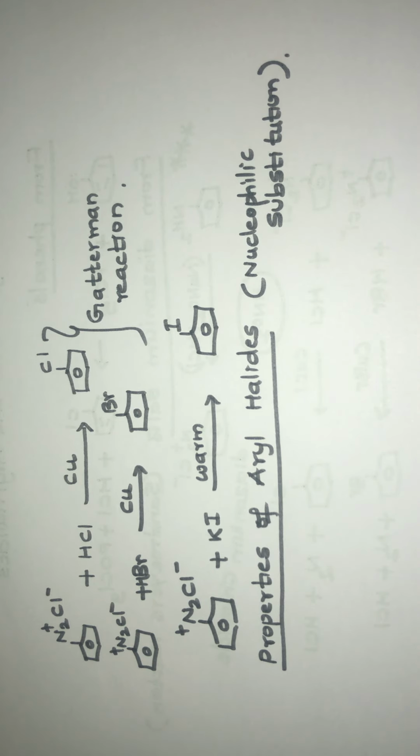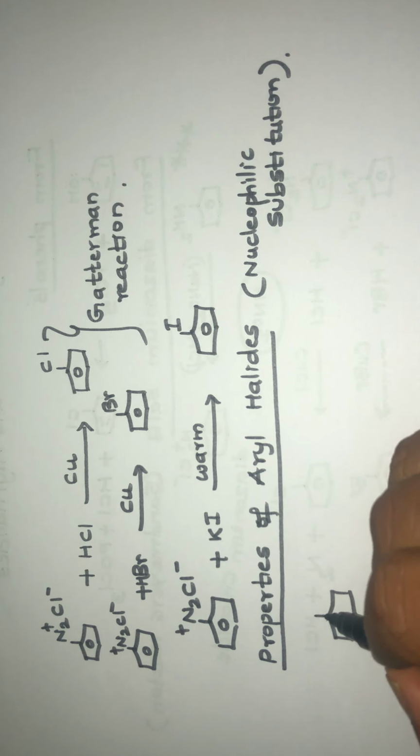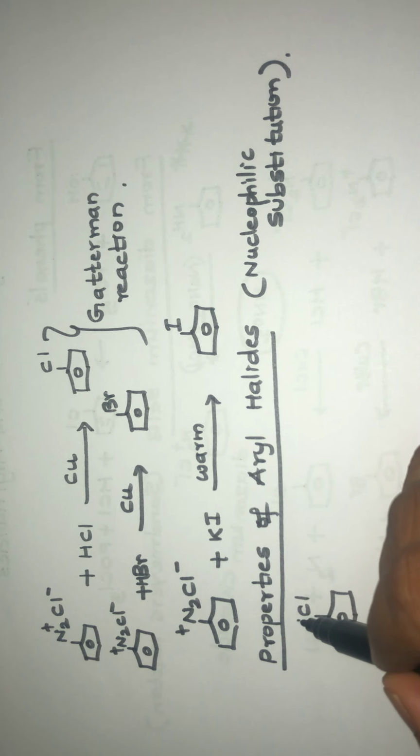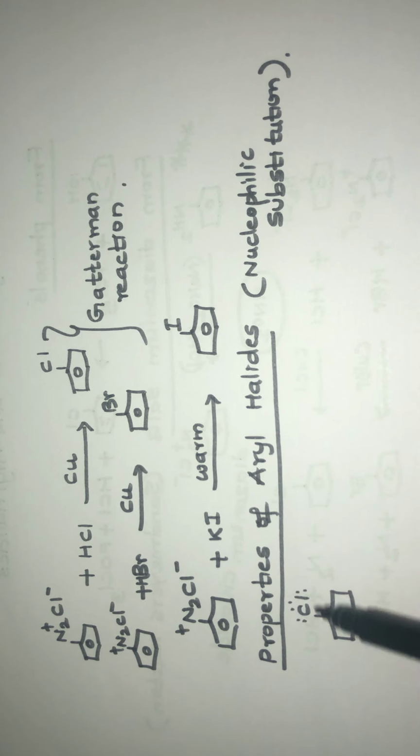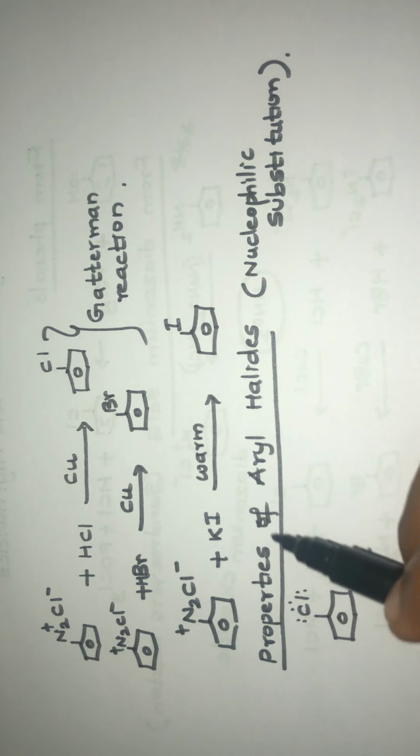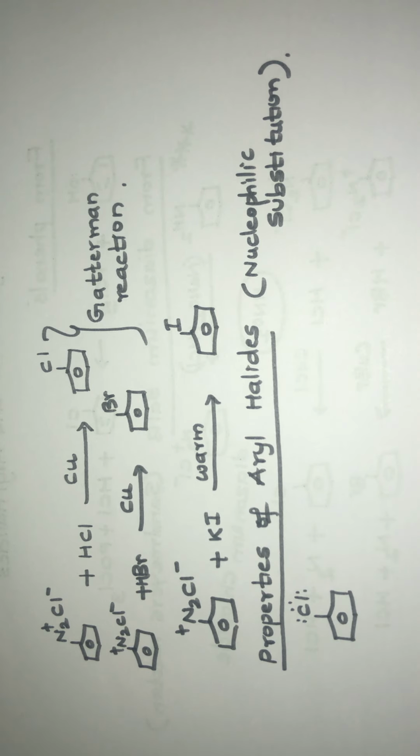But the replacement of this halogen atom is not so easy. The reason is the lone pair of electrons that are present on the halogen atom will be involved in the resonance. As a result, the carbon-chlorine bond acquires a partial double bond character. Hence, cleavage of this carbon-chlorine bond is not so easy. So the nucleophilic substitution reactions occur under extreme conditions, that means under drastic conditions.